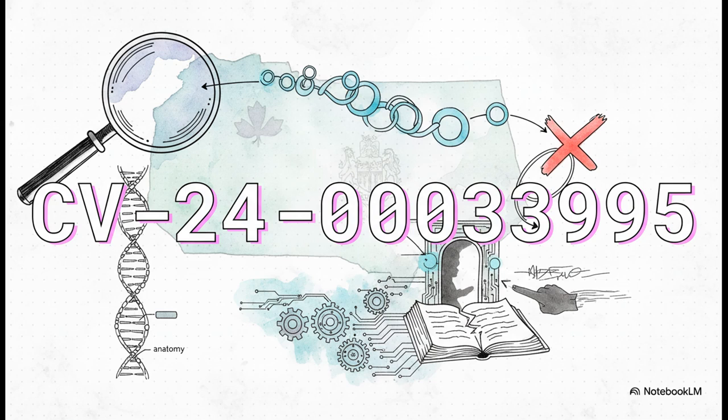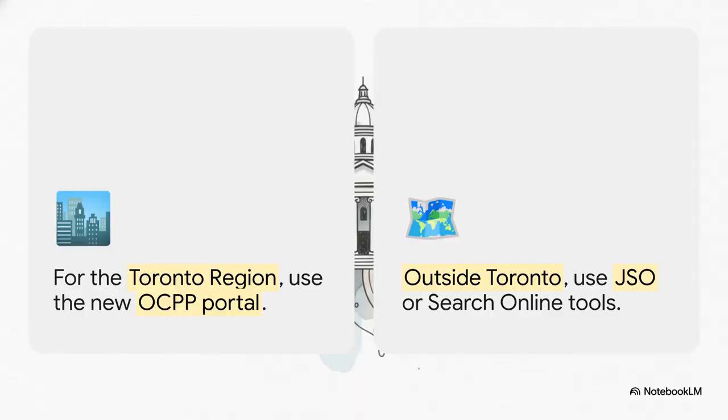Here's a massive mistake that literally crashes searches instantly: messing up the case number. If your case is CV-24-000339995 and you skip a prefix or just forget a leading zero, the portal will flat out say it doesn't exist. So where do you search? Well, it depends entirely on geography right now. For cases in the Toronto region, use the new Ontario Court Provincial portal. Outside of Toronto, you're going to use Justice Services Online to efficiently narrow your results.